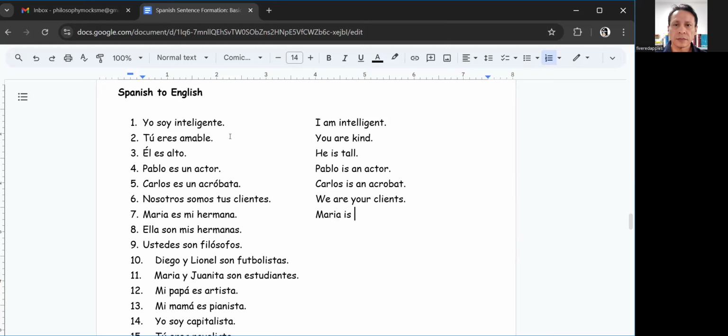María es mi hermana. Maria is my hermana, sister. Ellas, typo. Ellas son mis hermanas. Ellas son mis hermanas. They are my sisters. Ustedes son filósofos.